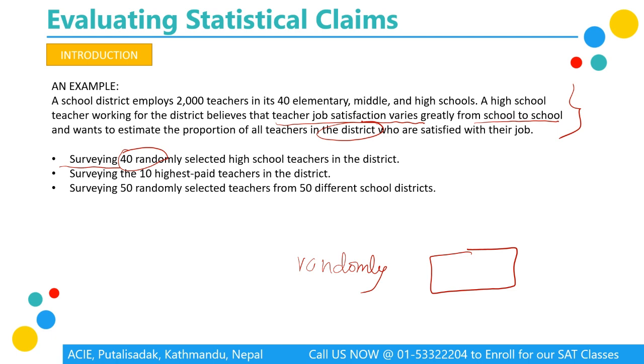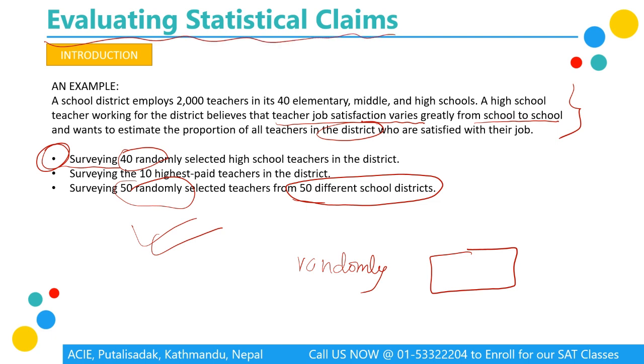Similarly, the other option says surveying 50 randomly selected teachers from 50 different school districts. Now, randomly selecting 50 makes complete sense. But instead of only one school district, we are trying to do it in 50 different school districts. Why do it in 50 different districts when we are only trying to find out from one particular district? Hence, the correct way of surveying is going to be our first way. This itself is evaluating the statistical claims.